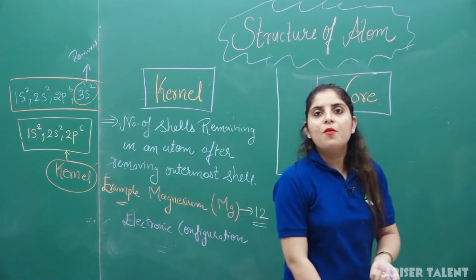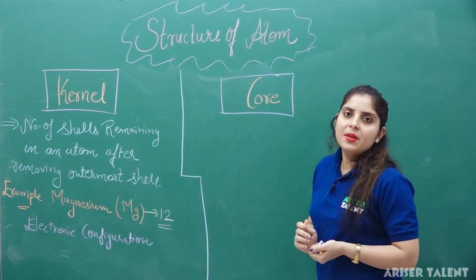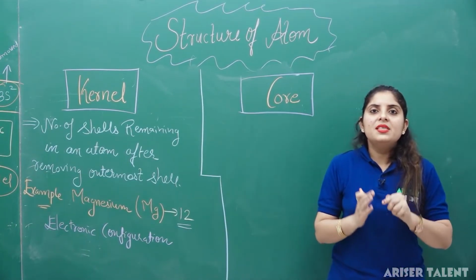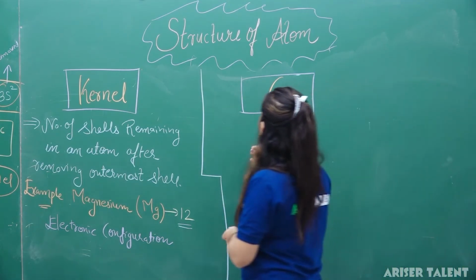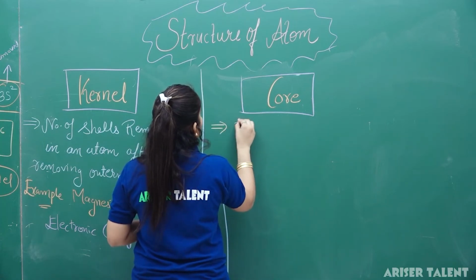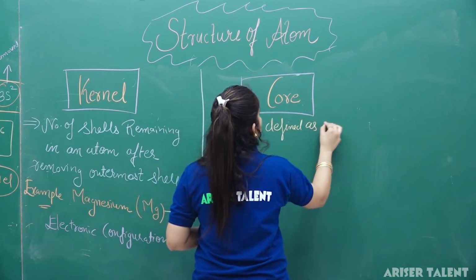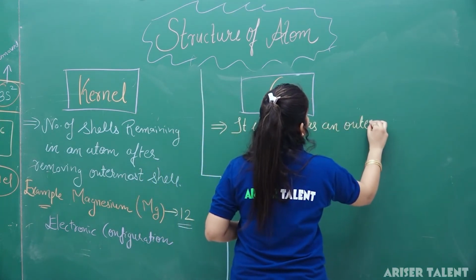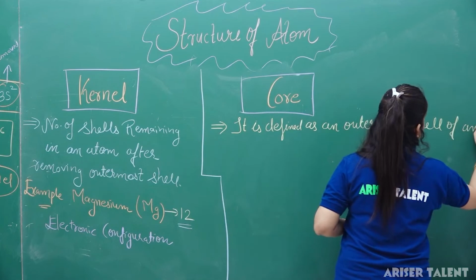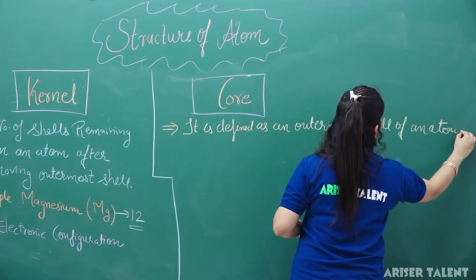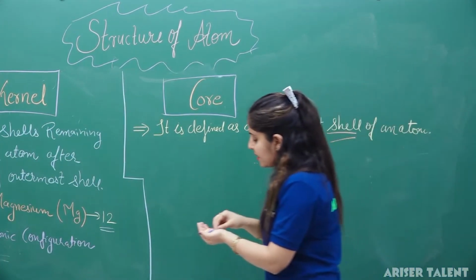Now we are proceeding to our next term. Our next term is core. What actually is the core of an atom? The core of an atom is basically the outermost shell of an atom. So what is core? It is defined as the outermost shell of an atom. Again, we are considering an example here.